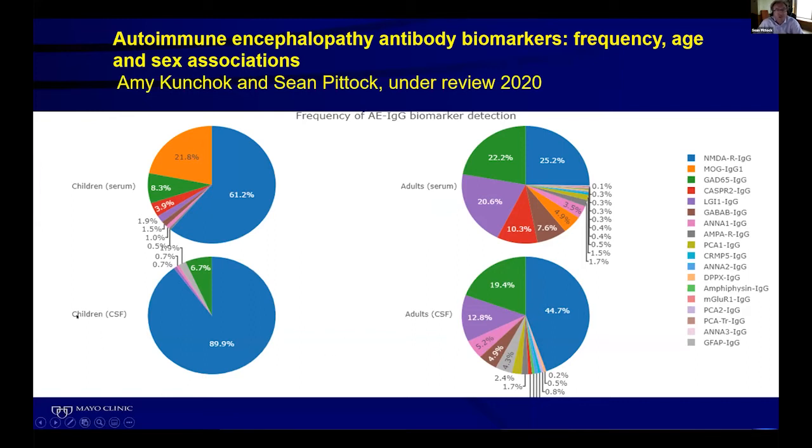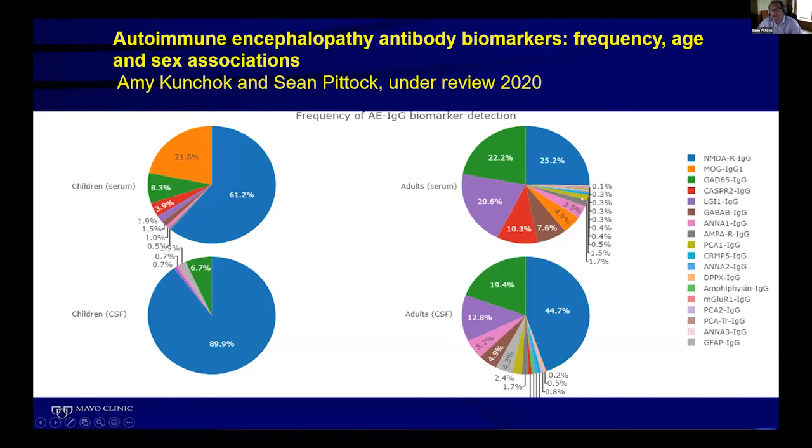If you look at children, most children with encephalitis who are having a spinal fluid test, and remember that MOG antibodies are not tested in spinal fluid at the current time, most of the antibodies are NMDA receptor antibodies. But when you look at adults in spinal fluid, you can see there are other big groups at play. GAD65 is 20% in spinal fluid, and then Lgi1 is also a big player. When you look at serum, the NMDA, the GAD65, and Lgi1 are the three big players in terms of encephalitis in adults.